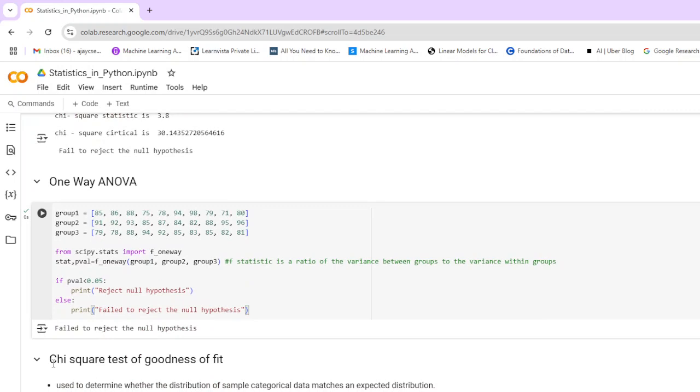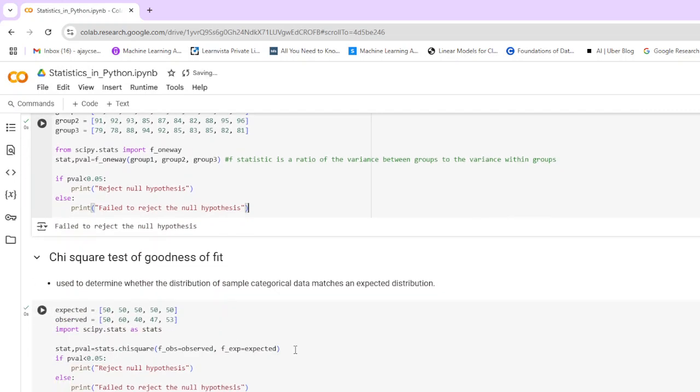Now let us see the chi-square test of goodness of fit. It is used to determine whether the observed data matches the expected frequency. Here these are the observed values and these are the expected values. That is why it is called goodness of fit, how well it fits with the expected value. Here we make use of stats.chisquare. We pass in the observed and the expected values, and it shows that there is not much difference. It fails to reject. So there is not much difference between the expected and the observed values. So these are the various chi-square tests.